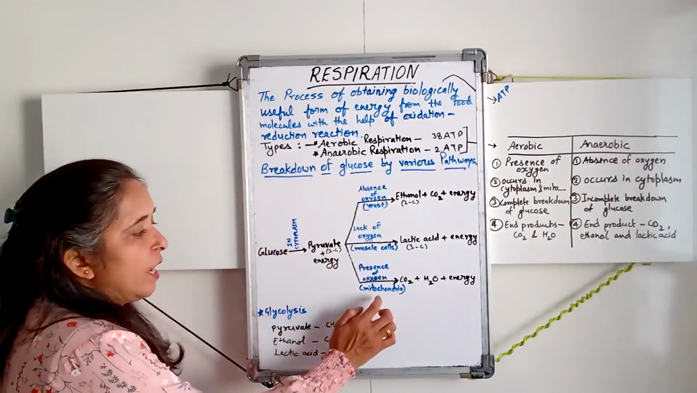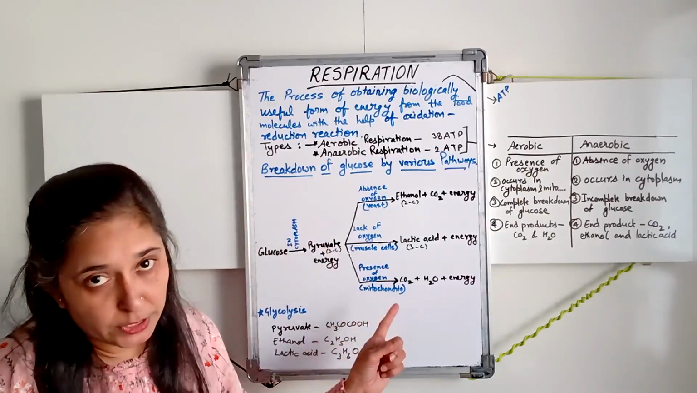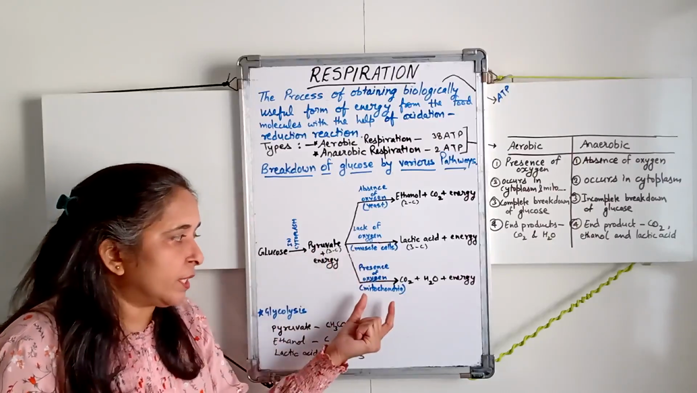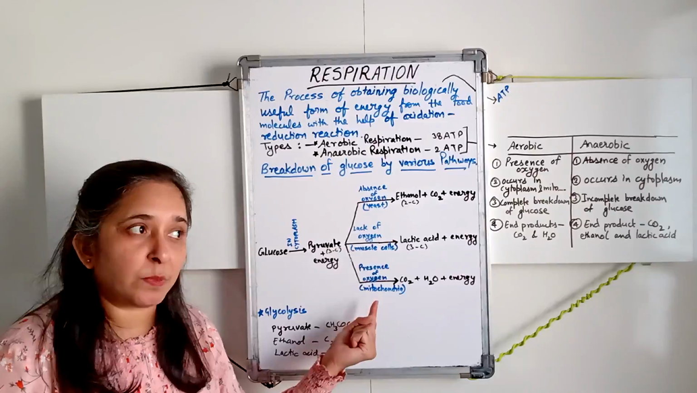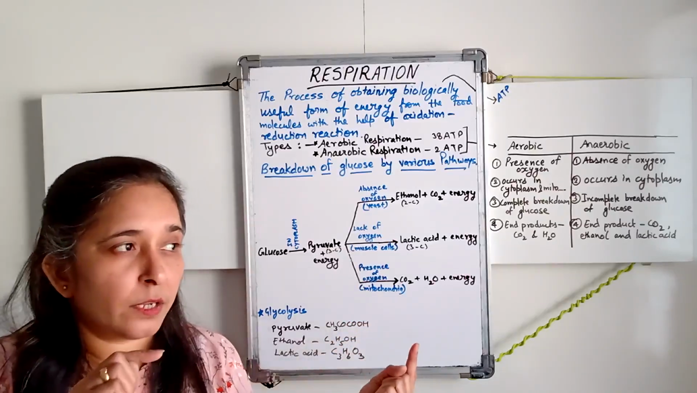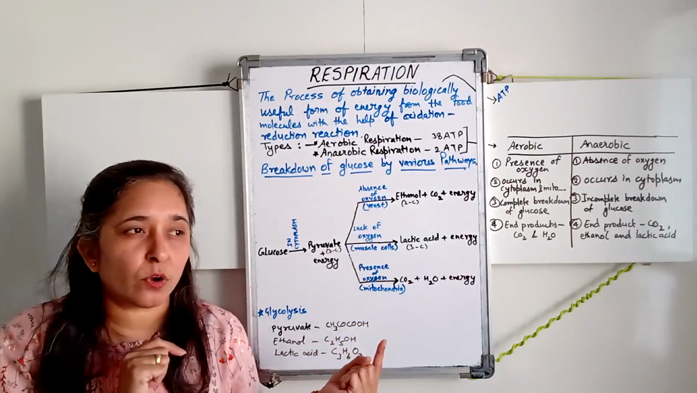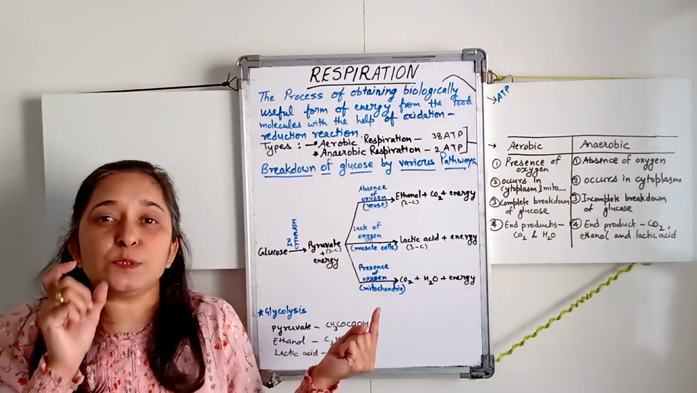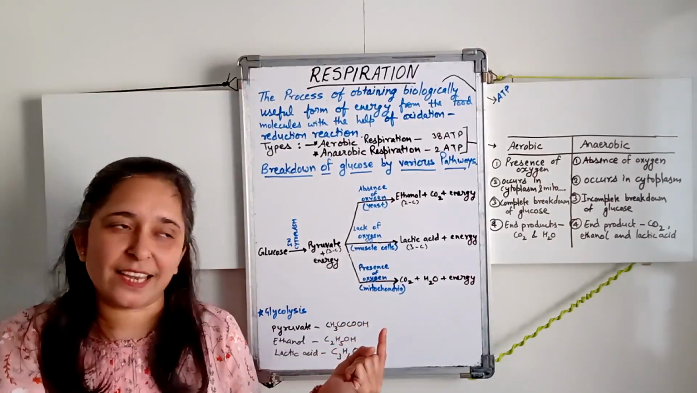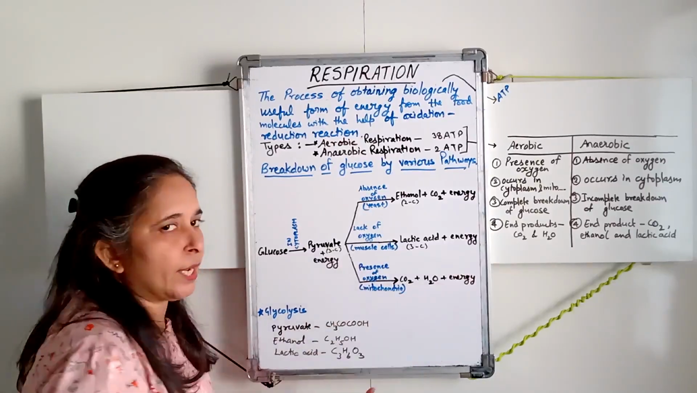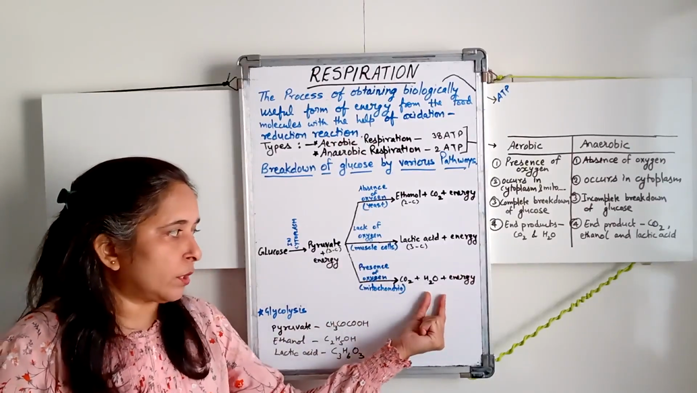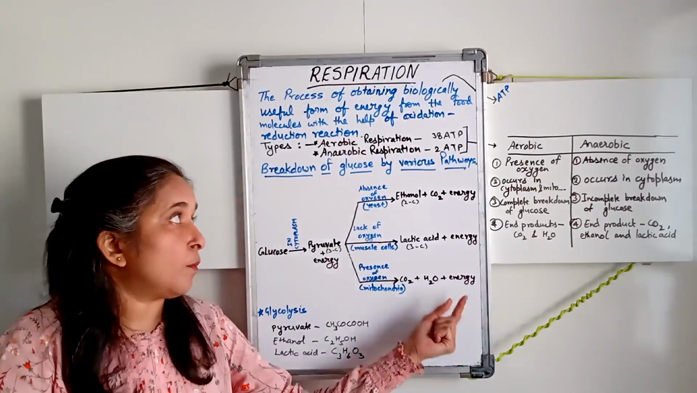Now the third and last one, which is more efficient: pyruvate breaks down in the presence of oxygen, and this one takes place in mitochondria. I think everybody knows what mitochondria is. Mitochondria is the powerhouse of the cell. That's why here it breaks down and gives the end products carbon dioxide, water and energy. Energy how much?